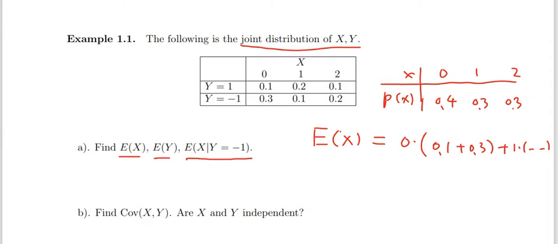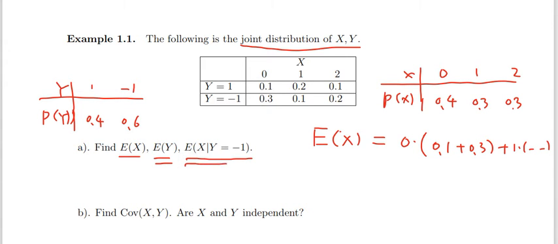Okay, so for y is also the same. Now we can find y's distribution. So y can be 1, -1. Then the probability for y: for y equal 1, we just add them up. So y equal 1, 0.4. Y equal -1, 0.6, right?